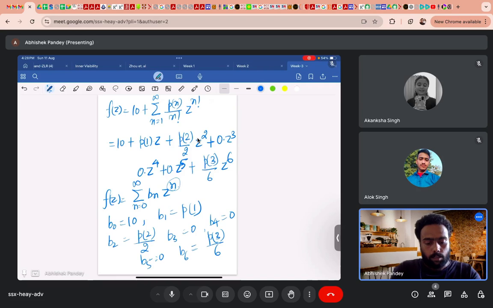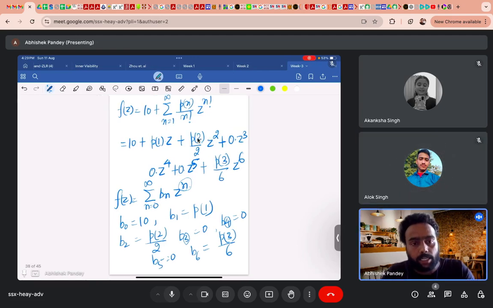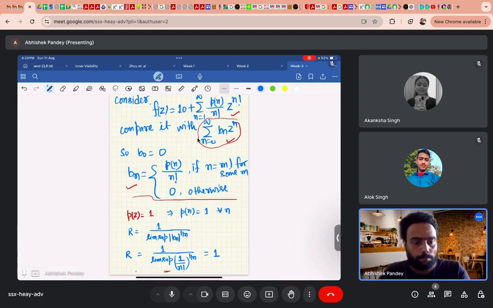What does it mean? If you can represent these natural numbers in terms of some factorial, then you have some value of b_n, otherwise it is 0. Like 3 cannot be written as the factorial of any natural number, isn't it? 4 cannot be written as the factorial, and 5 cannot be written as the factorial. So these quantities will be 0. That's what I have written in general. So b_n is nothing but p(n) upon n factorial if this n can be written as m factorial for some m, and 0 otherwise.